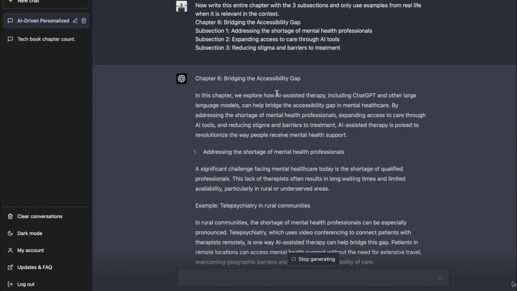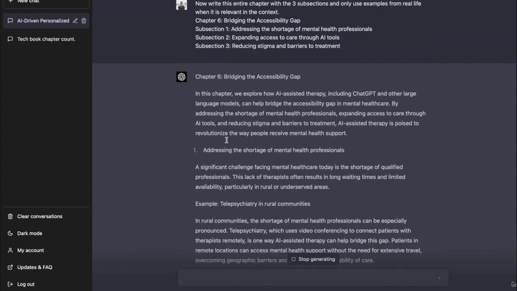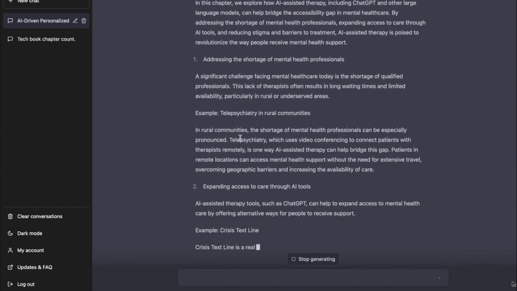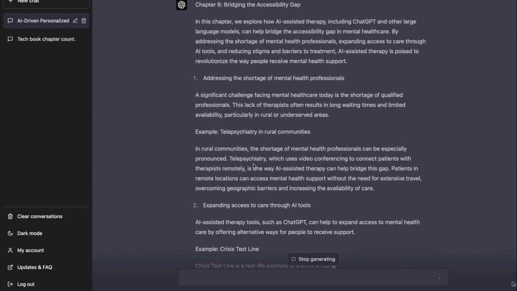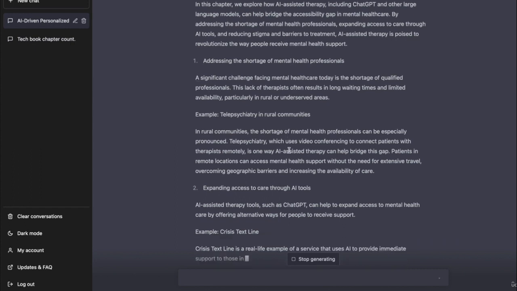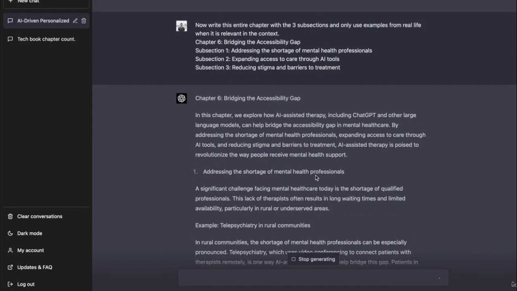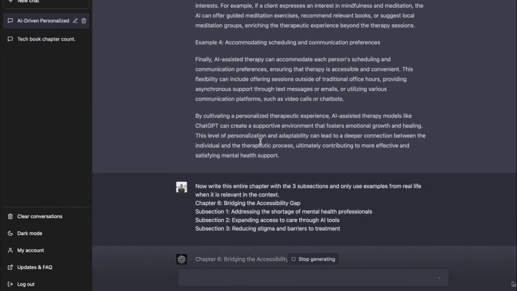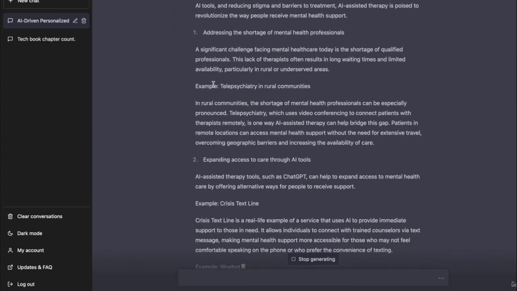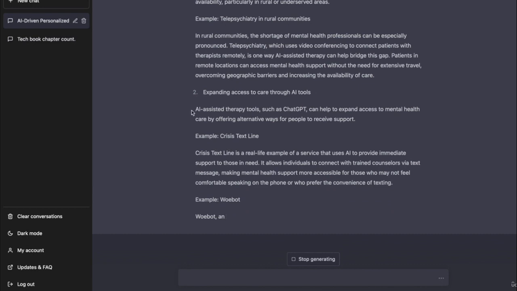Now let's take a look at what it's writing so far. I asked it to write the entire chapter with the 3 subsections. Here we see that it's making a very small chapter compared to the previous ones. We have addressing the shortage, expanding access to care. We only have 2 paragraphs per subsection, whereas before I had to instruct it to write 5 paragraphs. And it is using an example in each of these.